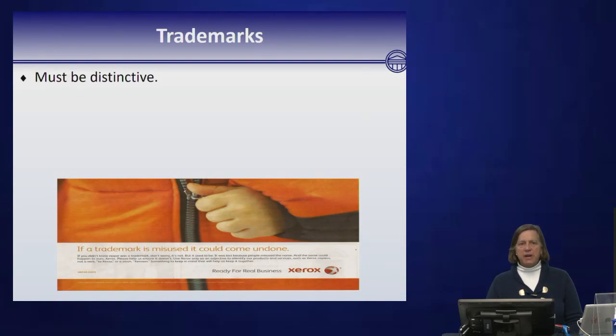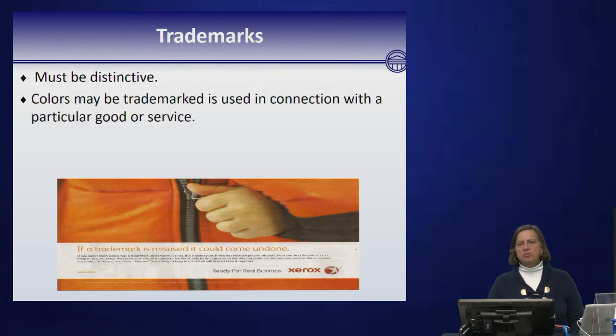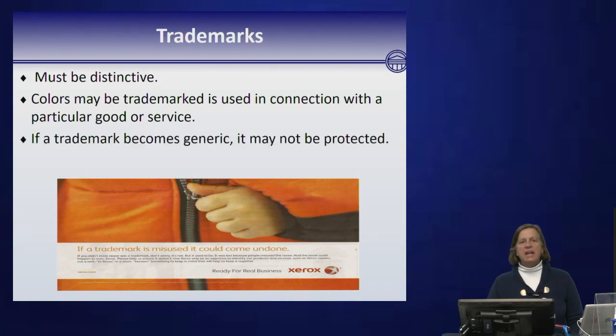Trademark. A trademark must be distinctive. Trademarks protect against misuse. Colors may be trademarked in connection with a particular good or a particular service, and if a trademark becomes generic, then it loses all protection. So the classic example is Xerox. Xerox is so concerned that they will lose their trademark, a valuable property right that they hold, because people use the term Xerox improperly. So this ad says, if a trademark is misused, it could come undone.